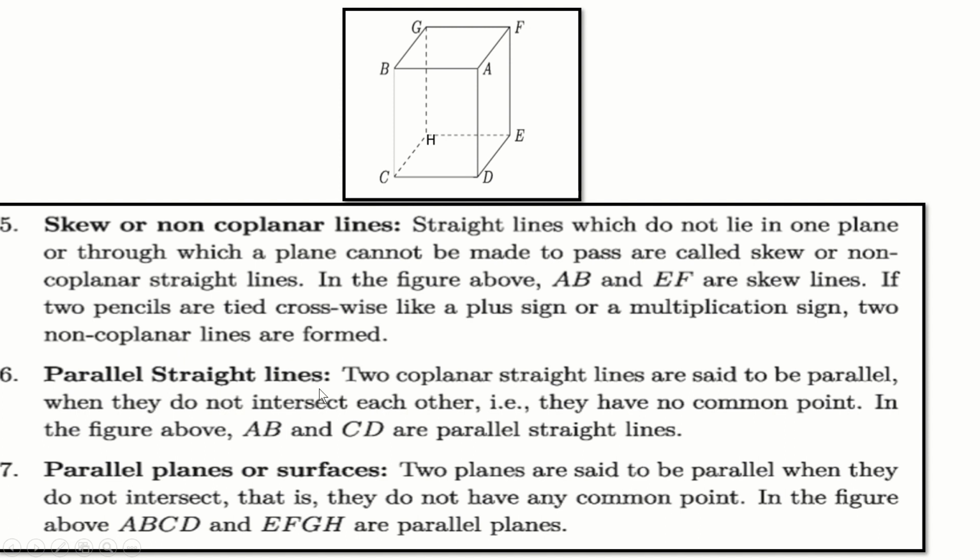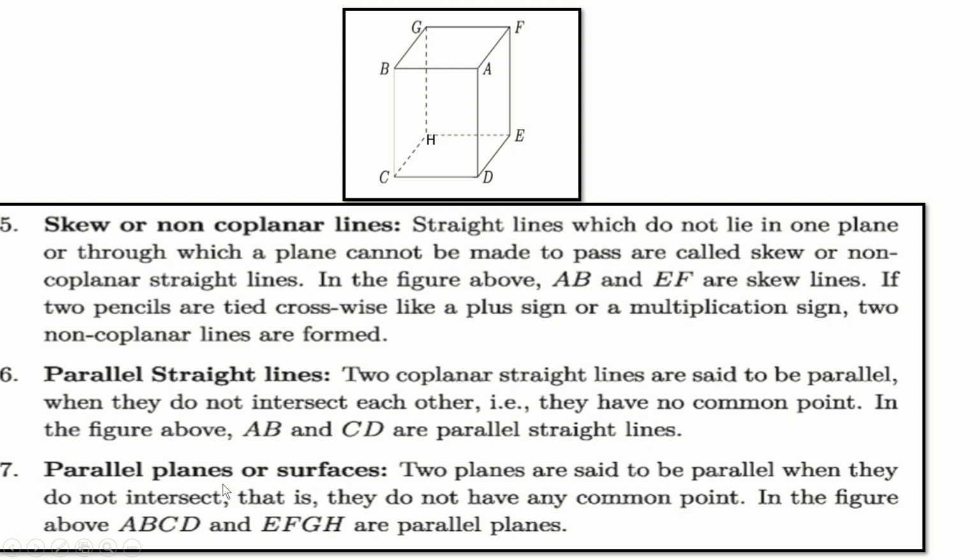Number 6, parallel straight lines. Two coplanar straight lines are said to be parallel when they don't intersect each other, that is, they have no common point. In the figure above, AB and CD are parallel straight lines. Clear?